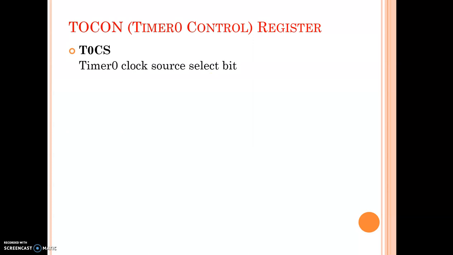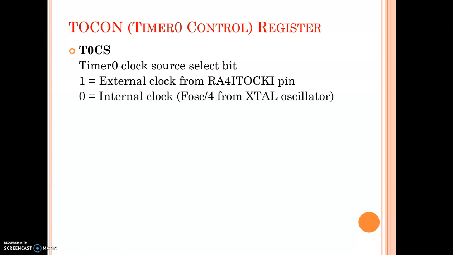Now the next bit is the timer 0 clock source. Remember that our timer can be used as a timer, that is a delay generator, or it can be used as a counter. When it is using the external pulse, the bit is equal to 1, and the pulse is applied at the RA4 or T0 clock input pin. If I am using an internal clock pulse, that is the oscillator frequency divided by 4, then it will be used as a timer.